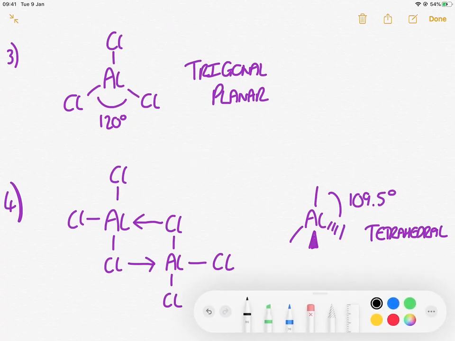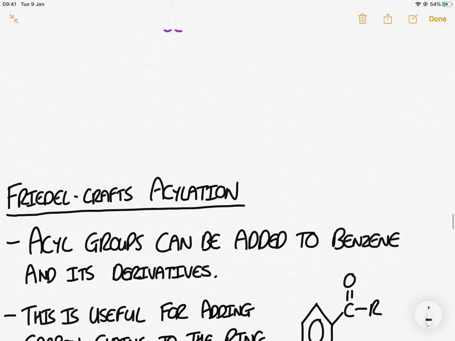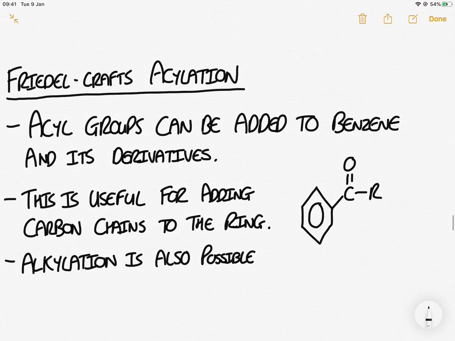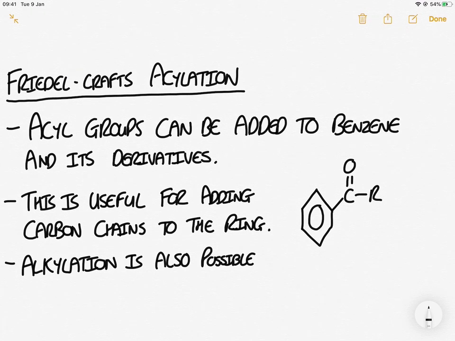Right then. On to the start of this lesson. Here are the facts. We learn about a reaction called Friedel-Crafts acylation, which involves the addition of acyl groups to benzene and benzene derivatives. Now, we've already done some stuff on acylation, right? So it's important to point out that acylation is a type of reaction. It is not a mechanism.